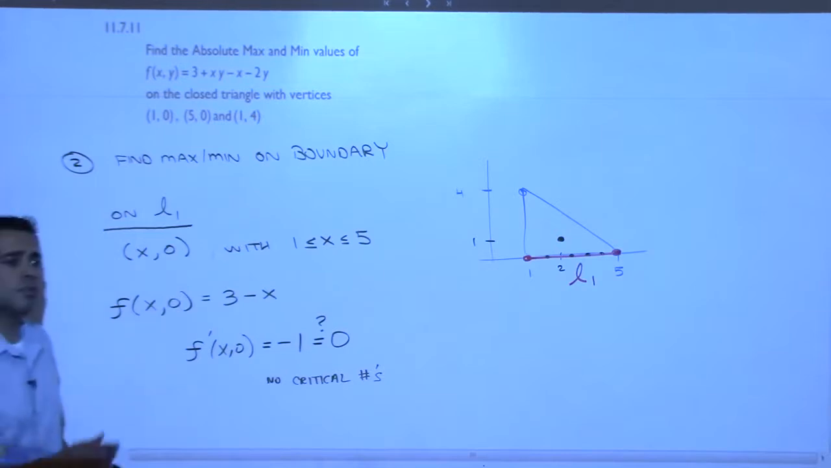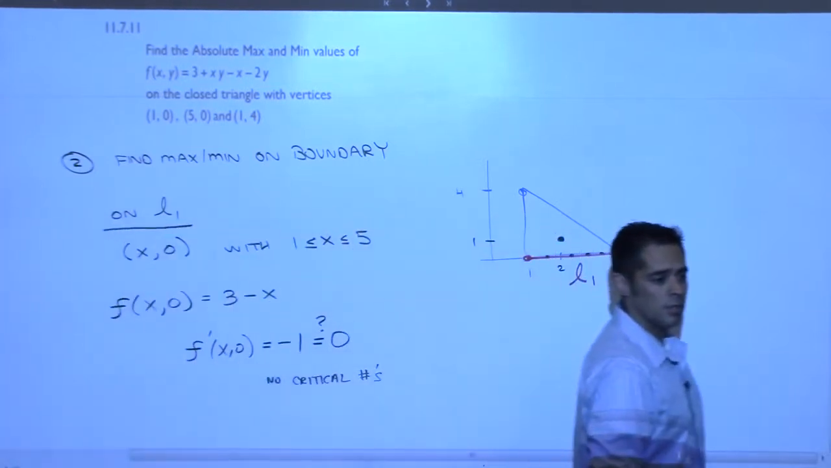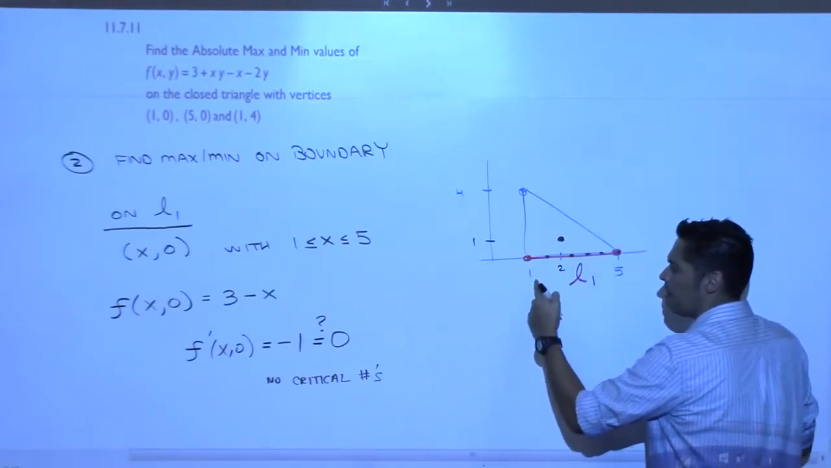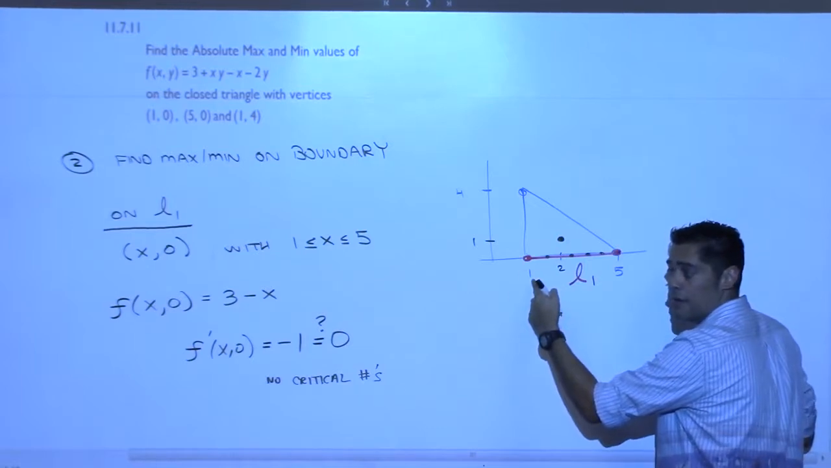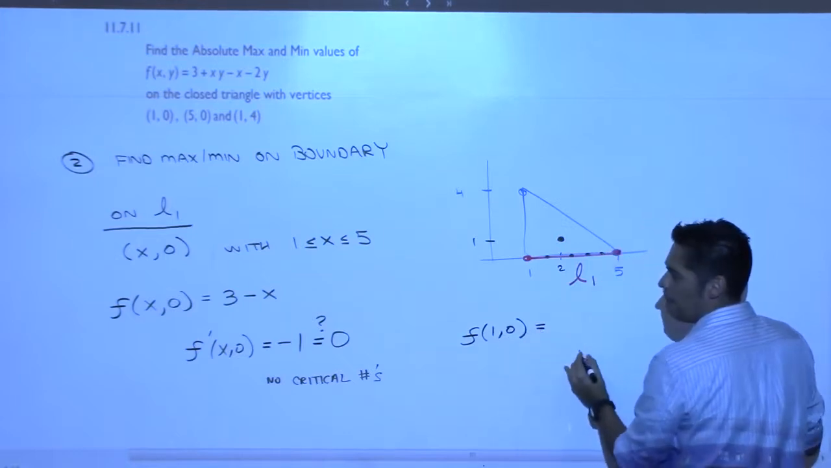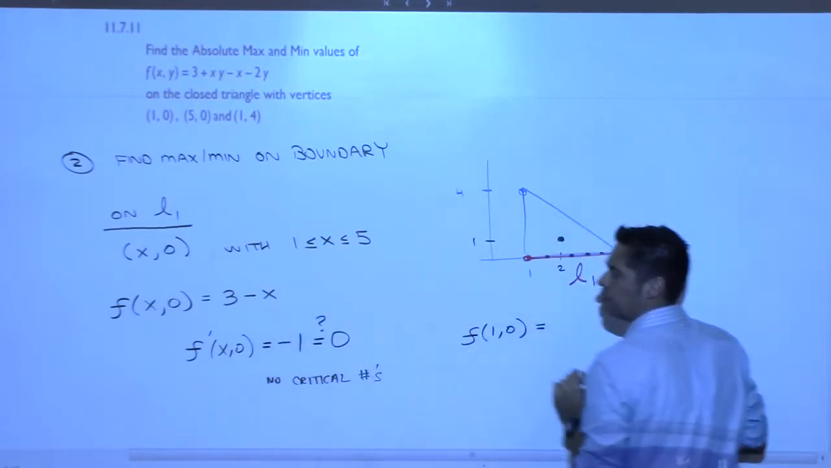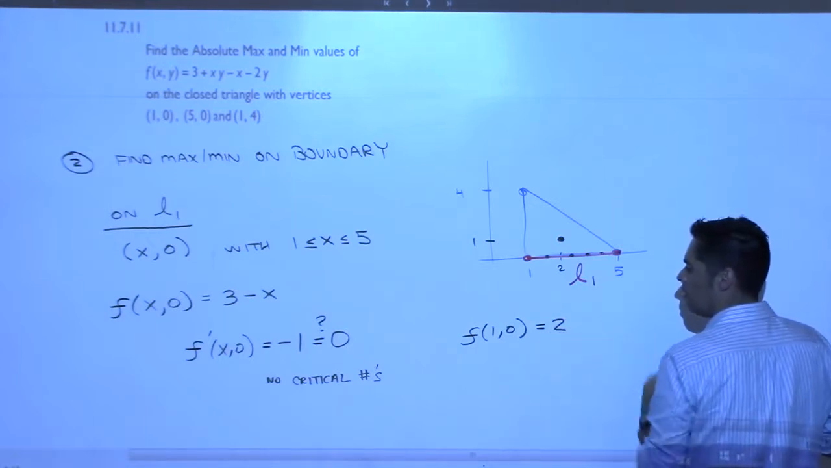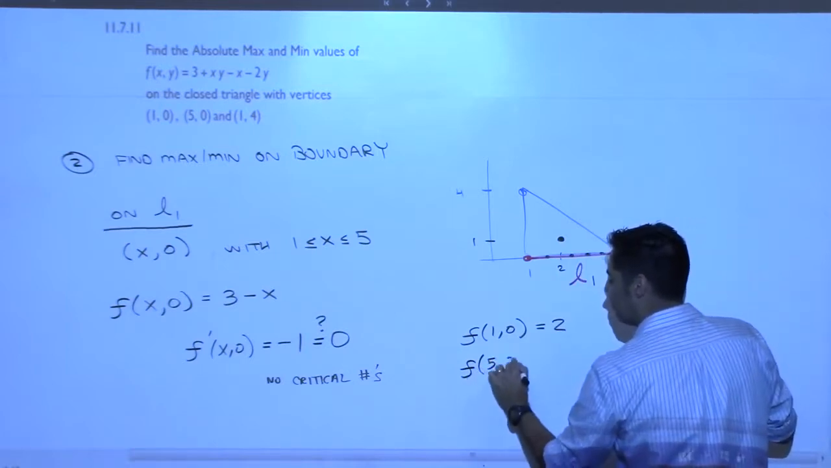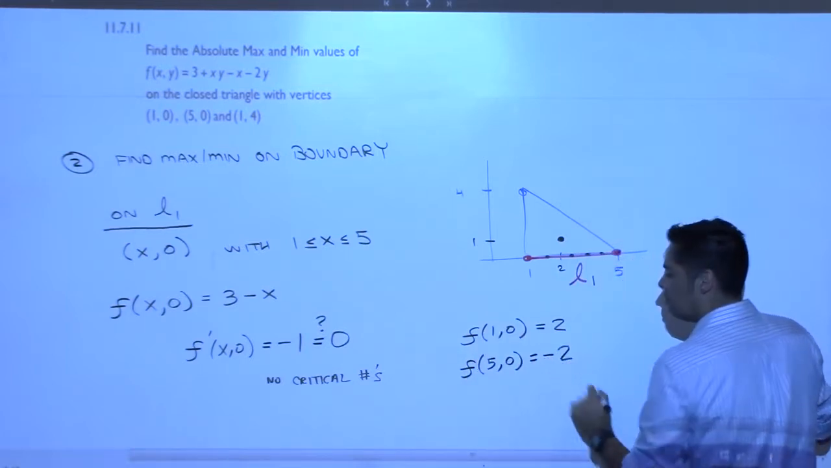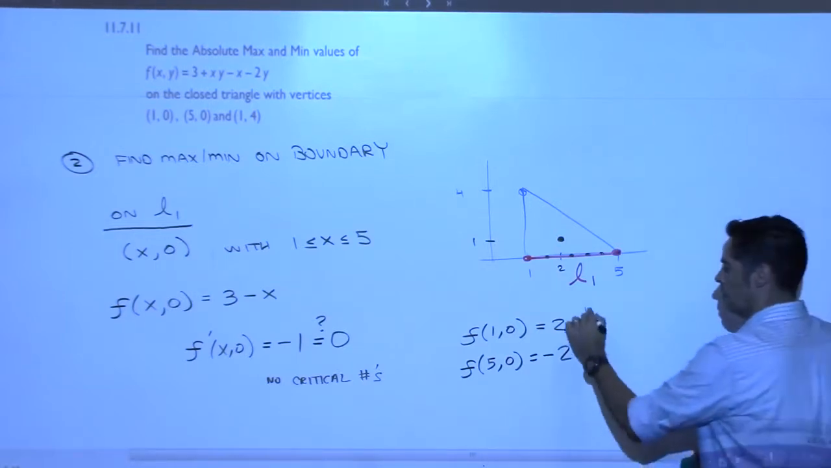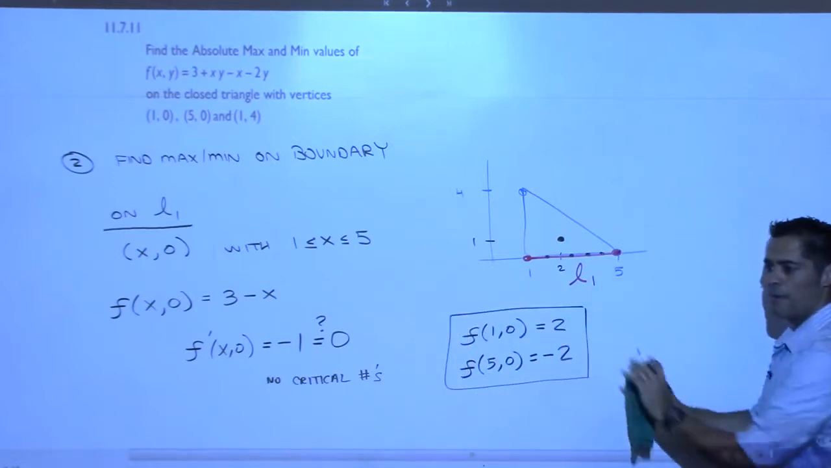So therefore, all I have to do is plug in the two endpoints. Can we do that? What would the first endpoint be? Plugging in 1 for x, I'm really looking at f of (1, 0), which is 2. Okay, what's the other one? f of (5, 0), which would be -2. Got it? Okay. Save those. We'll come back to those in a minute.